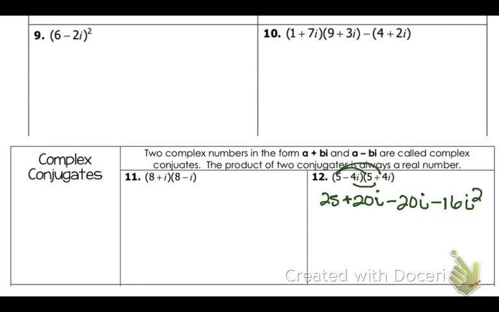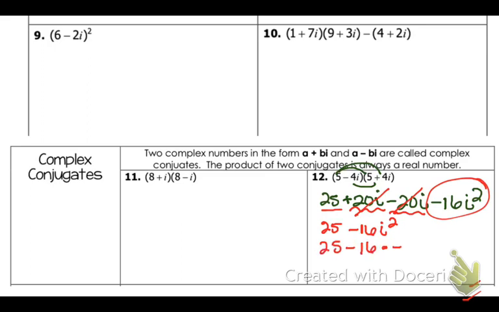If you notice, the 25, I can't combine with anything. The 20i and the negative 20i combine, they go to 0. And there is nothing for me to combine with this, so I'm just going to bring it down here. But the i squared, again, is a negative 1. So technically this is 25 minus 16 times a negative 1. And 16 times a negative 1 is positive 16. You're left with 25 plus 16. I'm going to go ahead and add these together to figure out what my final answer is.